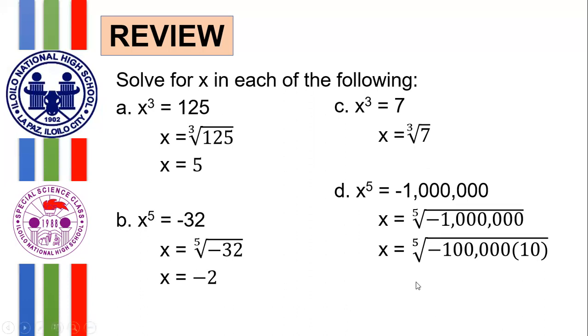We know that negative 10 to the fifth is equal to negative 100,000. Hence, the fifth root of negative 100,000 is negative 10. And since 10 is not a perfect fifth power, it will stay inside. Hence, you have here the fifth root of 10. So x is equal to negative 10 times the fifth root of 10. I hope you got it.